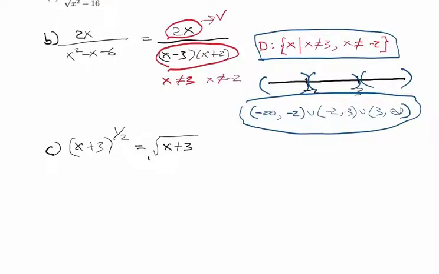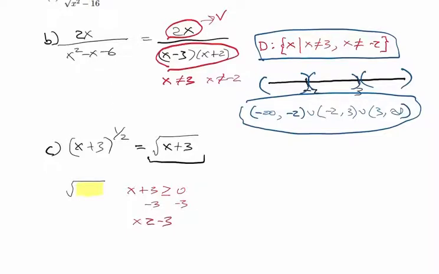Now here we have to look at what can we not have. What values of x will make it undefined. Then we have to look at the square root. We know that under a square root, we can only have either 0 or positive. So that means that whatever is inside here must be greater than or equal to 0. That means x plus 3 must be greater than or equal to 0. Then we subtract 3 from both sides. We get x has to be greater than or equal to negative 3.